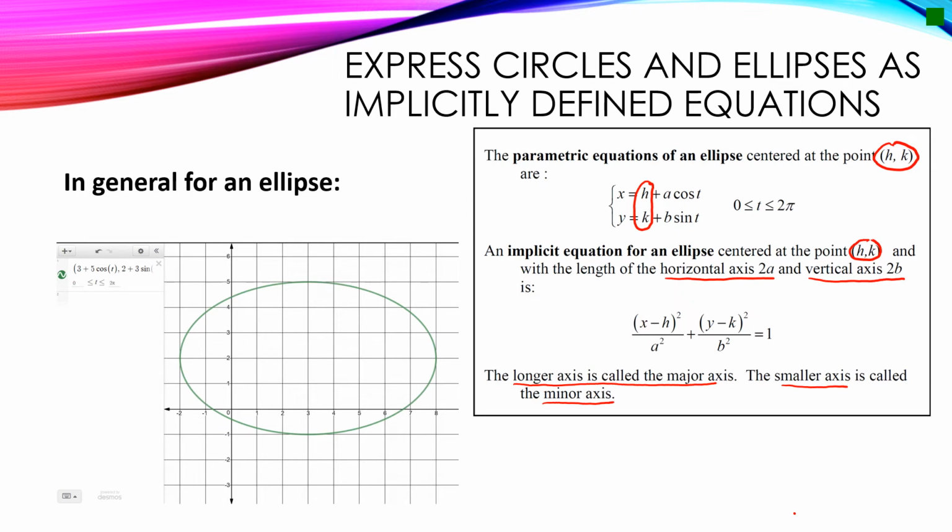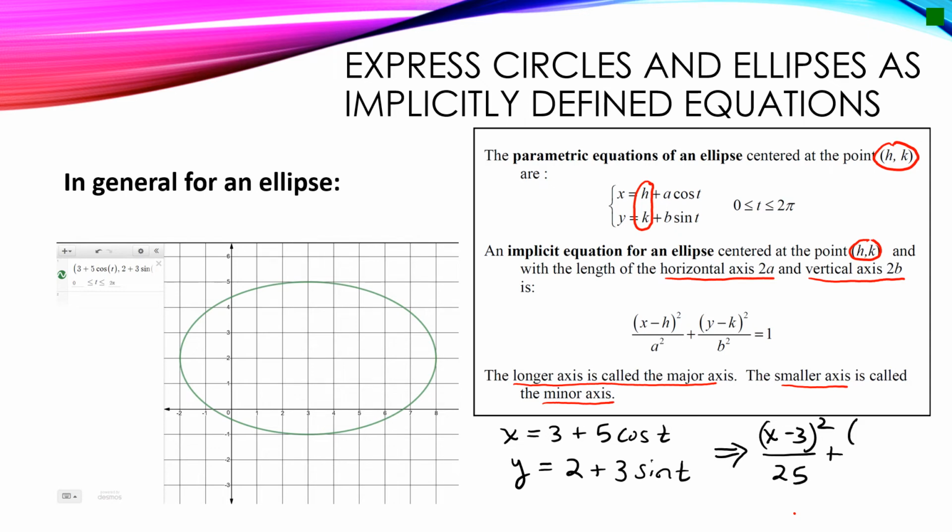All right, so let's dissect what we've got here. We started out with the parametric equation, x equals 3 plus 5 times the cosine of t, and y equals 2 plus 3 times the sine of t. And then we rewrote it as an implicit equation, and we got x minus 3 squared over 25 plus y minus 2 squared over 9 equals 1.